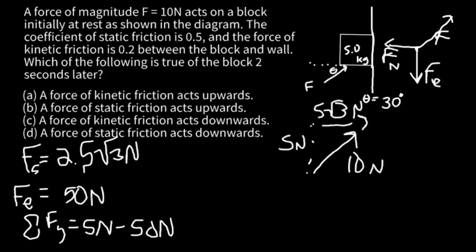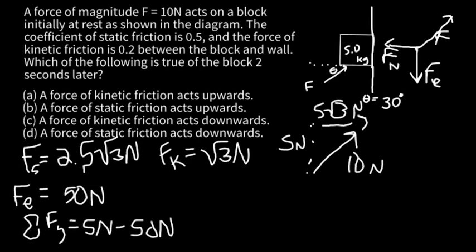Alright, so this block, it's very clearly going to be moving downwards. And the force of the earth on this block is definitely greater than the force of static friction. So we're going to be using the force of kinetic friction. And that is going to be 0.2 times the normal force. So we've got 0.2 times 5, which is going to give us just the square root of 3 newtons.